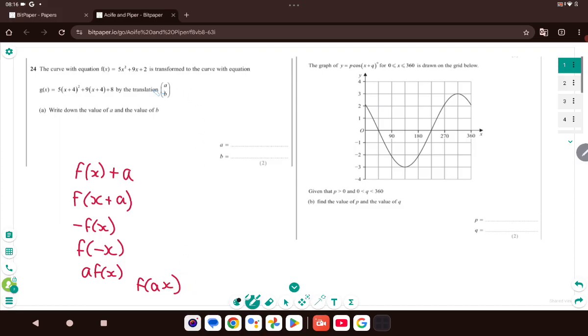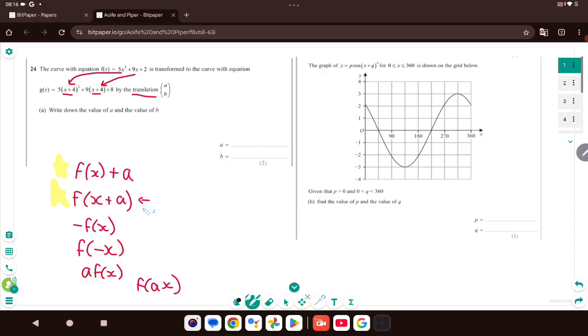We're already told it's a translation. A translation is a movement, not a reflection, isn't it? It's a movement up and down or left and right. So we have to consider these top two. Can you see here we've got 5x plus 4 and then x plus 4 here. So can you see what we're doing in fact is we're adding 4 inside your function. Don't forget, if you're adding a number inside your function, you're going left and right.